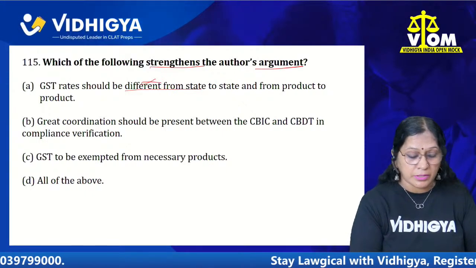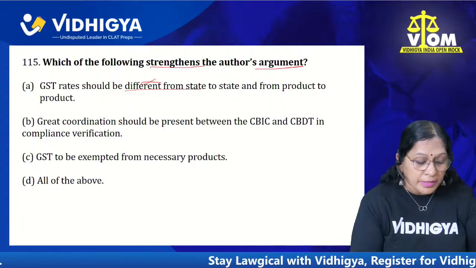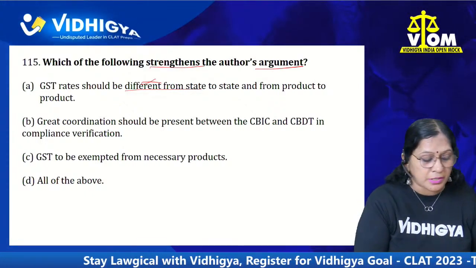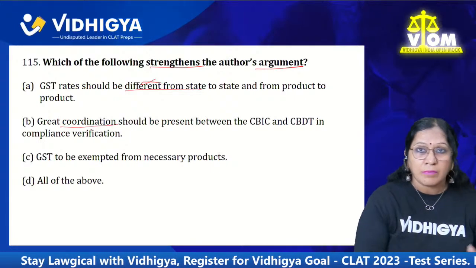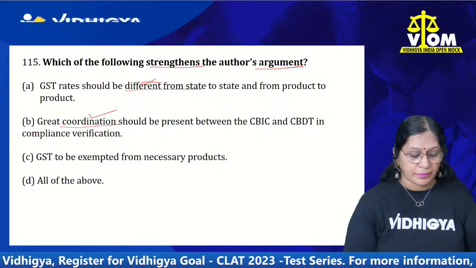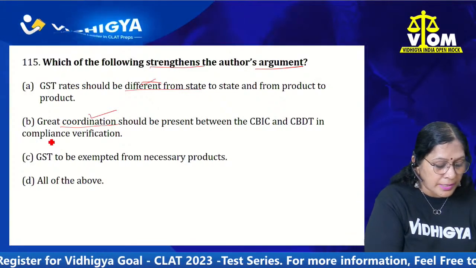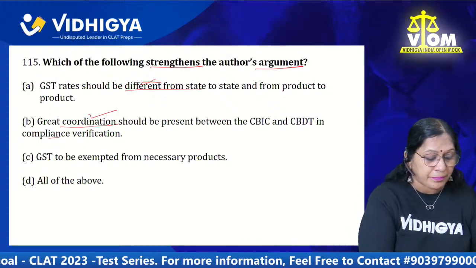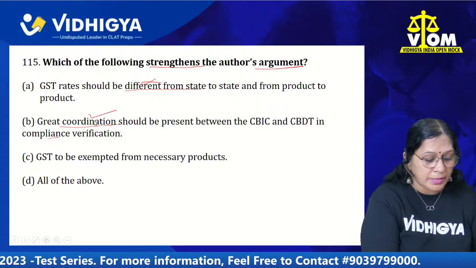Different from state to state will be eliminated. Great coordination should be present between the CBIC and CBDT in compliance verification. Yes, this is what we had understood. No, because he was talking about uniting and he was talking about coordinating. Or we had the word compliance also. You can read, this sentence was directly there. So this can be the answer then.